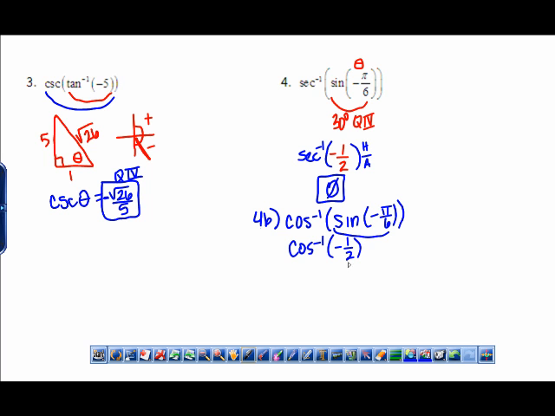Okay, and this is possible. Okay, the reference angle here would be 60 degrees, or pi over 3. Okay, and your restricted range would put you here.